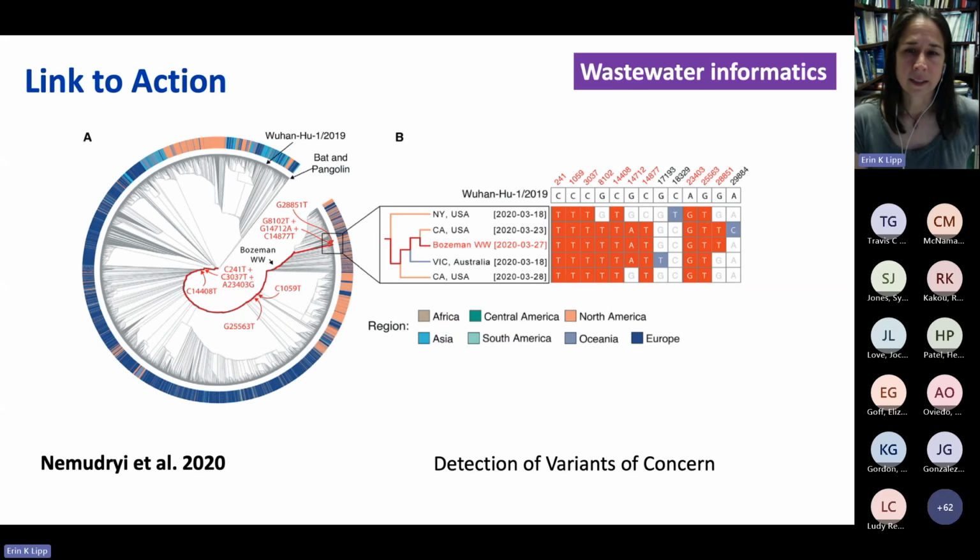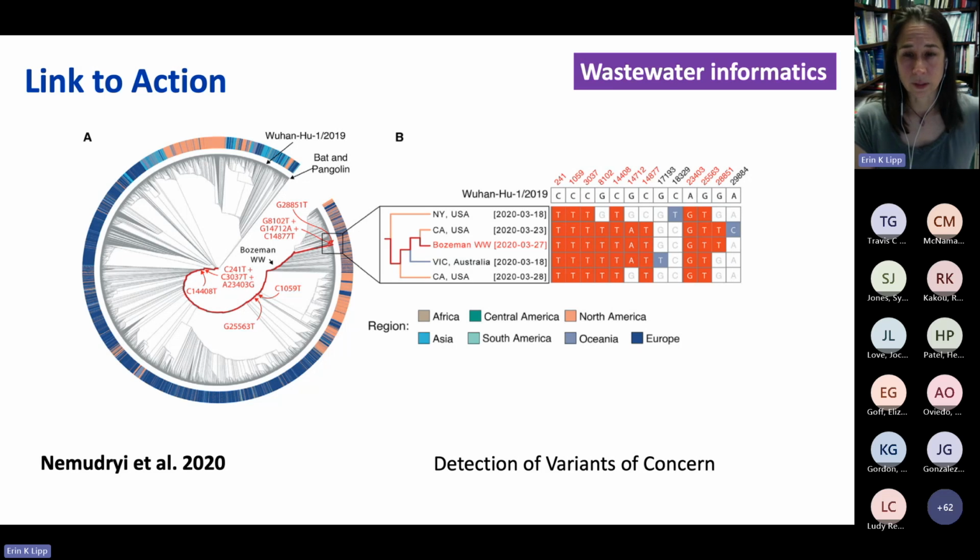And then finally, the idea of sequencing. When we look at wastewater, not only do we have an idea of viral load, we can also get into the weeds in terms of what's actually there. This is the idea of using wastewater informatics. Some of the first work on sequencing and looking for variants within wastewater was early in 2020 in Montana.